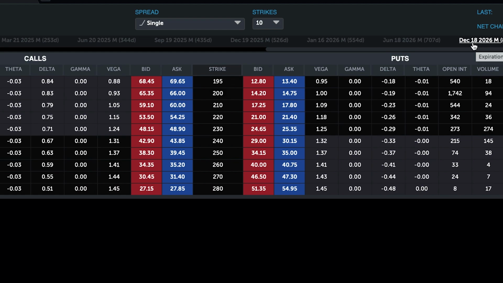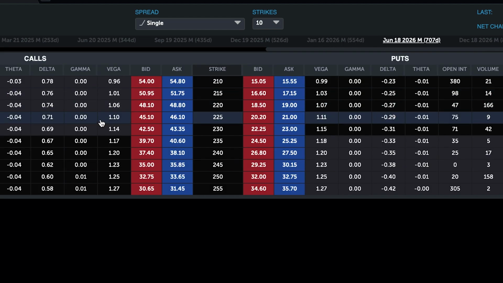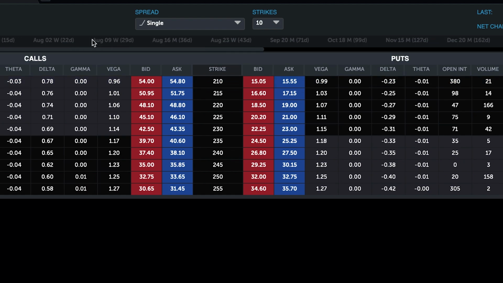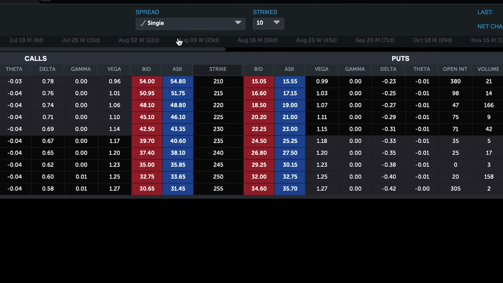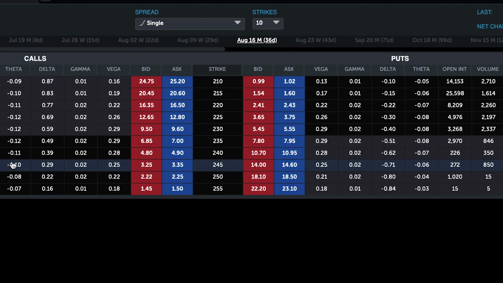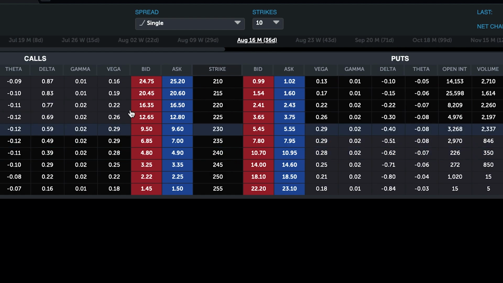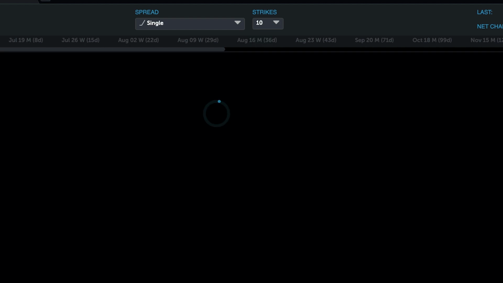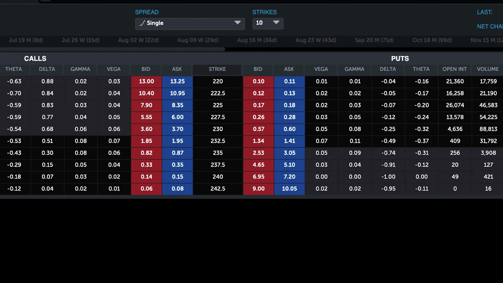So let's start here. If I am at December 18th of 2026, you can see that the theta is negative 0.03. So it's only losing $3. But let's go all the way to 36 days to expiration. Now you see it went from negative 0.03 to negative 0.11. And let's go to the Wednesday expiration.